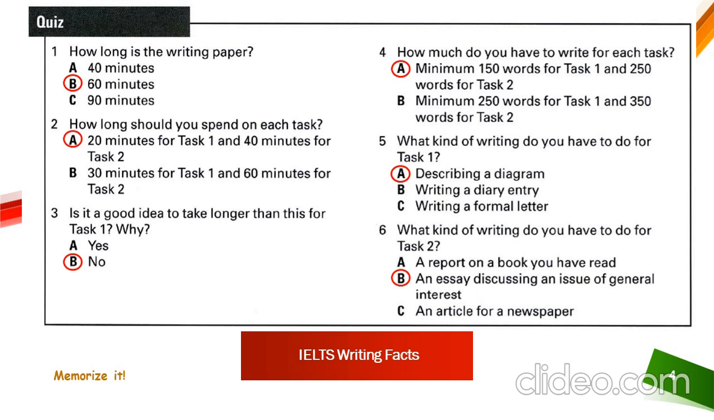Later on, I'll discuss the average number of words you should write. So it says minimum, but you don't have to write 200 words for task 1 or 300 words for task 2. The logic is like this: the more you write, the more mistakes you have. So try to be around 150 to 165, plus or minus 10-15 words, but not much.